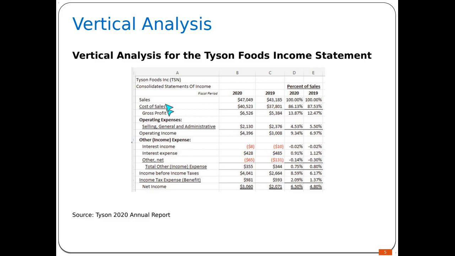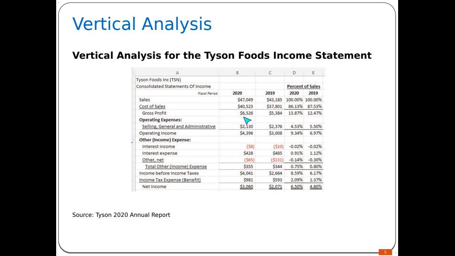We have this, again, the income statement of Tyson Foods. Now, if you look at this column that says 2020, and we have the sales 47,000, come down to this column which is percent of sales. Sales is considered 100%, and then other numbers are a percentage of that number. So cost of sales, for example, is 86%. So that is calculated by dividing 40,000 by the 47,000, right?